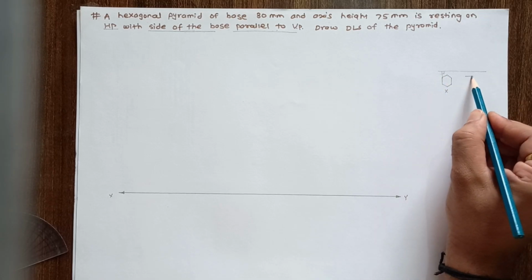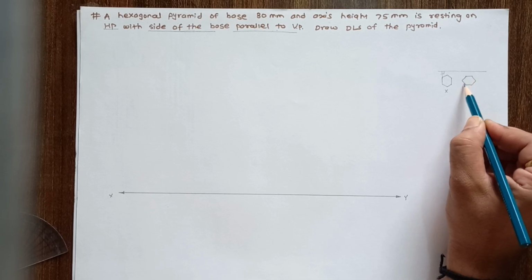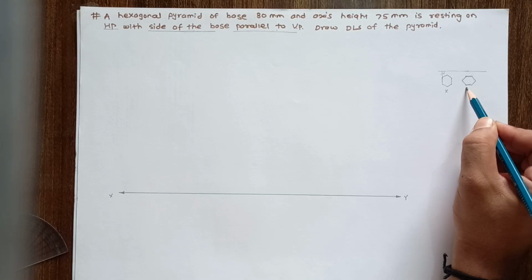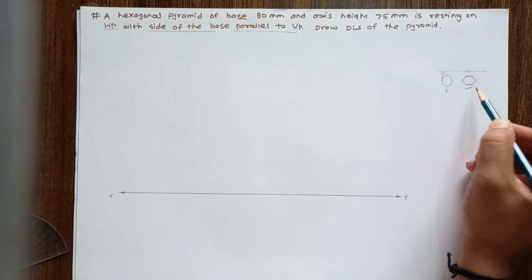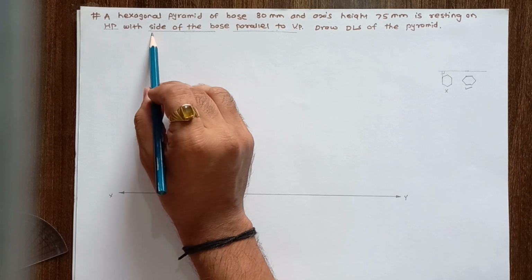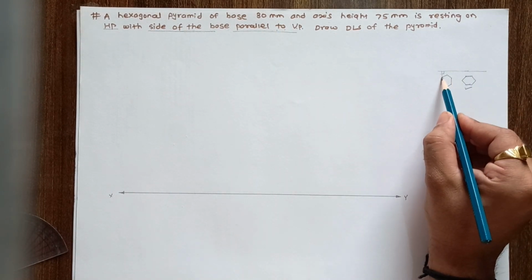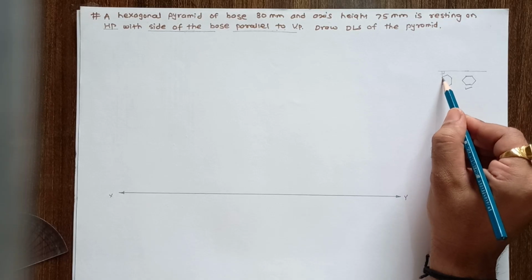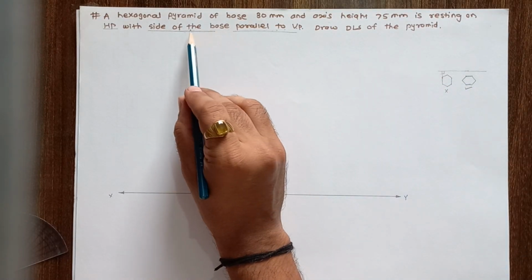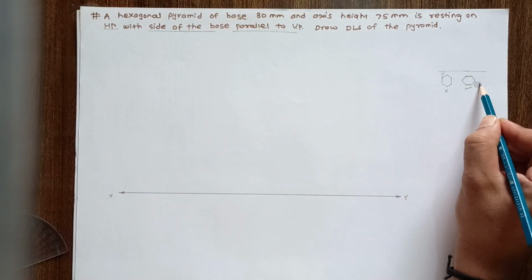Now the correct position for this problem is this one. Here these four edges are inclined but these two edges are parallel to the vertical plane. So this is the correct position for this problem. If the same problem data has the condition that one of the side of base is perpendicular to vertical plane, at that time the correct position for the perpendicular case is the first one. But in this problem, the base edge is parallel to VP. So the second condition is correct for this problem.